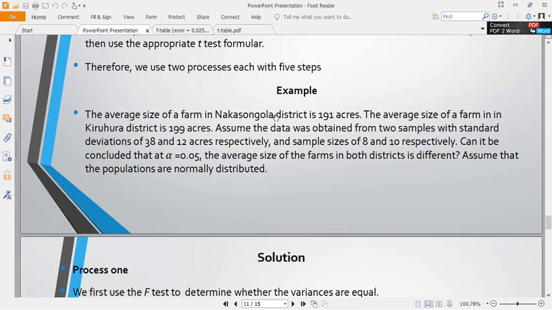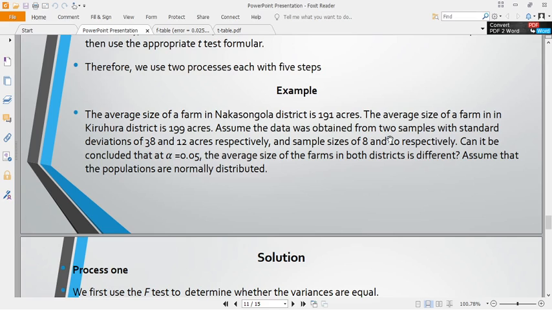An example here: the average size of a farm in Nakasongola district is 191 acres, and the average size of a farm in Kiruhura district is 199 acres. Assume that data was obtained from two samples with standard deviations of 38 and 12 acres respectively, and sample sizes of 8 and 10 respectively. Can it be concluded, at alpha equal to 0.05, that the average size of the farms in both districts is different? Assume that the population was normally distributed.